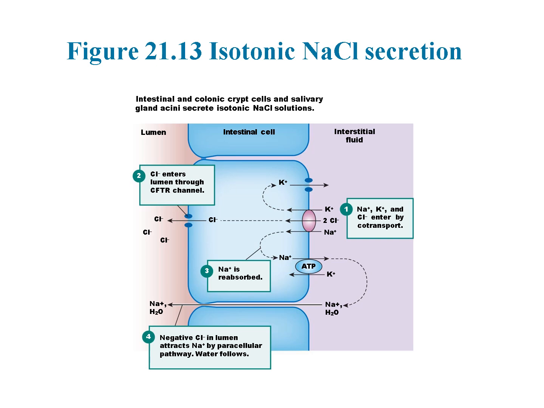This figure illustrates the mechanism of sodium chloride secretion, which occurs in intestinal and colonic crypt cells as well as salivary gland acini cells. The process begins when sodium, potassium, and chloride ions enter the intestinal cells from the interstitial fluid via a cotransporter protein.